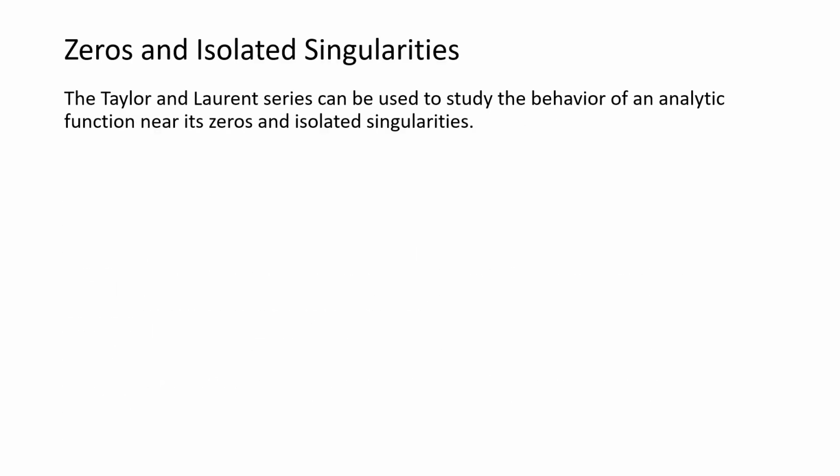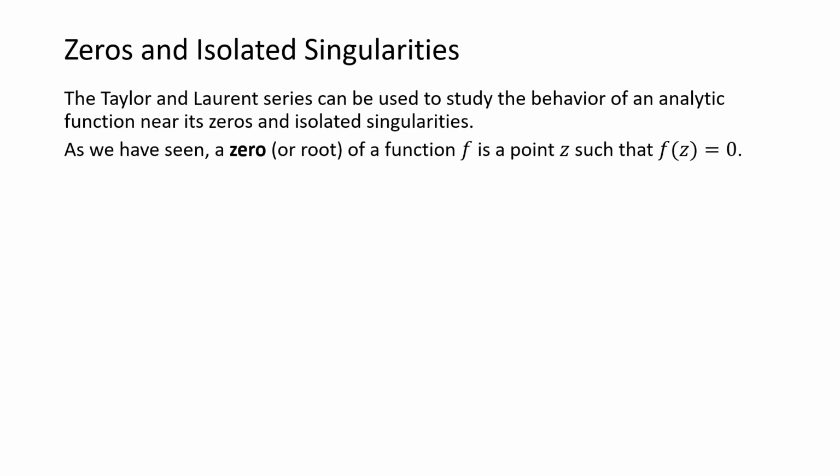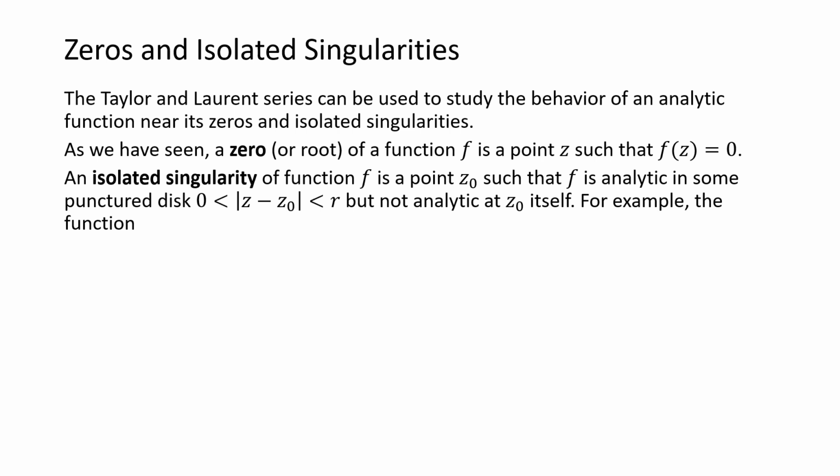We can use the various series expansions of a function to study the behavior of the function at points called zeros and also at isolated singularities. So recall from before, a zero is just the point where the function equals 0. And an isolated singularity is a point where the function is analytic at all points around the singularity, but at the singularity itself, it's not analytic.